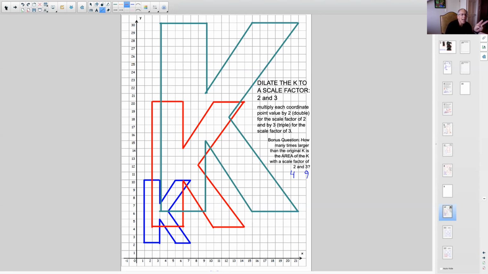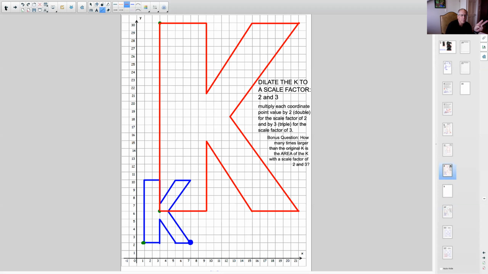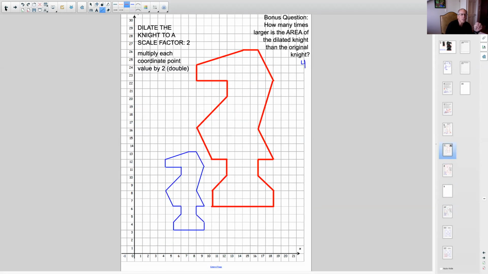Now, I gave you another challenge, and this is really one that I'm going to throw out right now. What if we did a dilation that was equal to 1/2? A dilation of 1/2. So the chess piece would actually get way, way smaller. I'm going to challenge you guys to do a dilation of 1/2, and I want to see what you come up with.